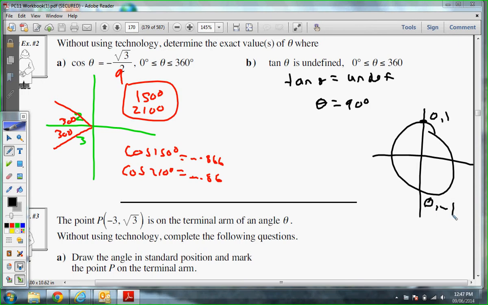So tangent's undefined at 90 and what? 270. 270 because this one would be negative 1 over 0. That's what this would be. That's also undefined. So 90 and 270 would be your two spots that are undefined for tangent. All right.